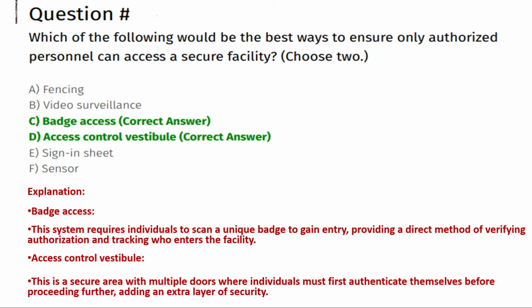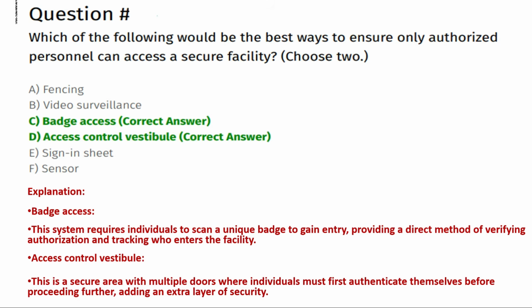And the correct answer for this question is option C and option D. Option C is badge access and option D is access control vestibule. So let's check the explanation. Badge access, the system requires individuals to scan a unique badge to gain entry, providing a direct method of verifying authorization and tracking who enters the facility.